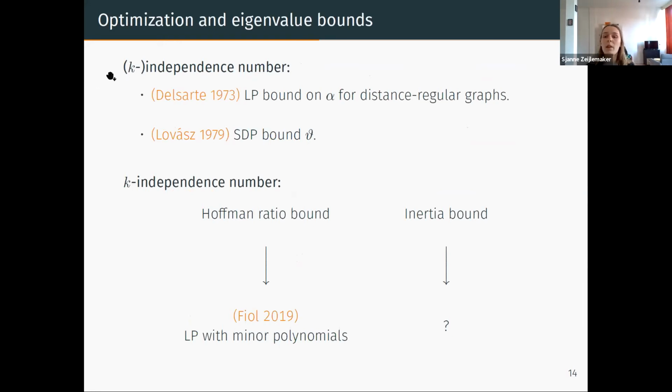Now, our idea of applying optimization in this area is not entirely new. I mentioned before the Lovász theta bound, which requires semidefinite programming. But there's also another very famous bound by Delsarte, found in relation to a coding theory problem. This is a bound that uses linear programming, but it only holds for a certain graph family. And then recently in 2019, Fiol came up with a generalization of the Hoffman bound, and he used linear programming to get good upper bounds for specific graphs. So our idea was to take its counterpart, the inertia bound, and to see if we can do something similar.